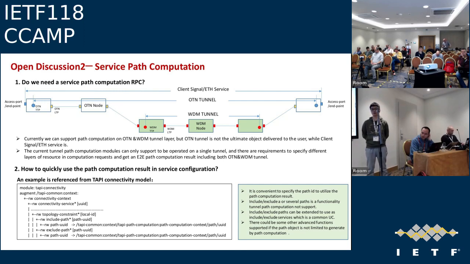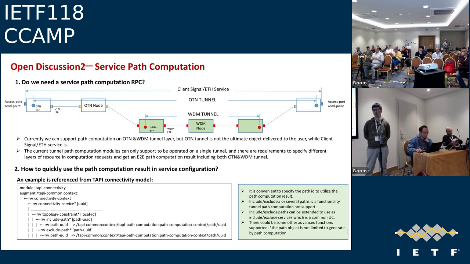The second discussion point is how to use the path computation result in the service configuration. Here we reference the model of TAPI. And you can see in the structure, there's a topology constraint, which includes include path and exclude path. There's a path UUID, which points to the path computation result. So I think it is very convenient to specify the path by the ID when doing the service configuration.